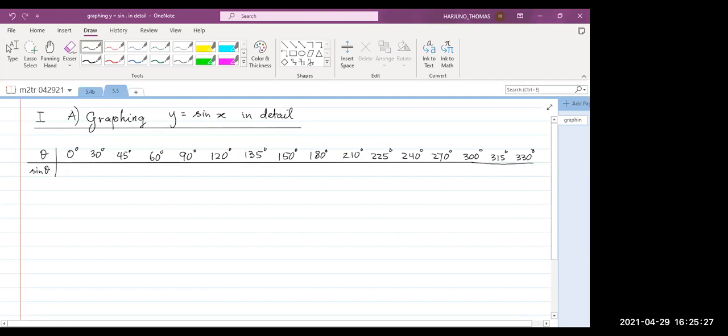Feel free to use your calculator. You will see some pattern after. I think just round it to 1 decimal place because we will graph that later on. So this will be 0, 0.5, and 0.707, call that 0.7. Then this will be 0.866, call that 0.9. This is 1.